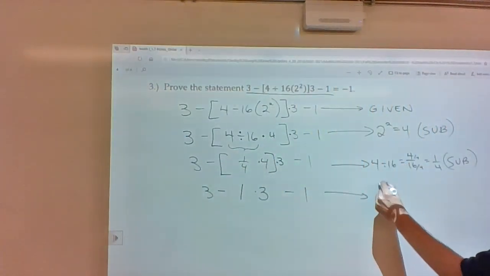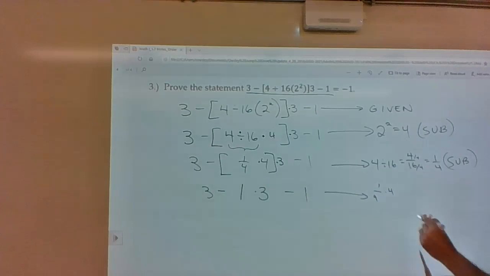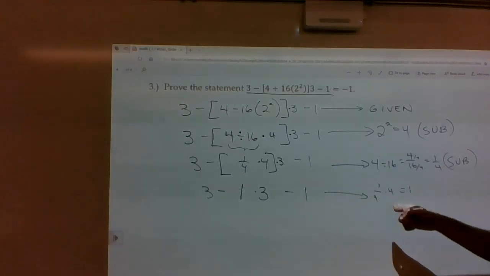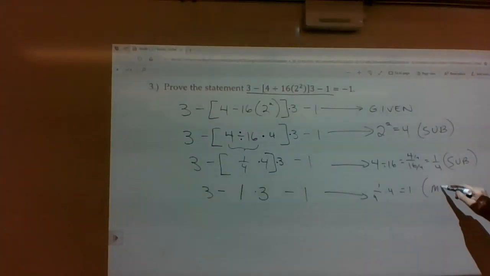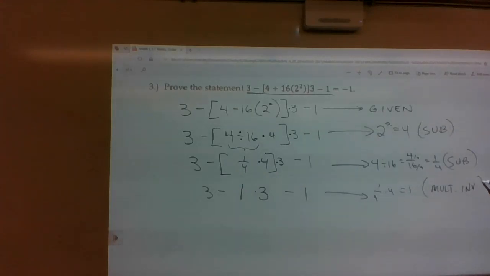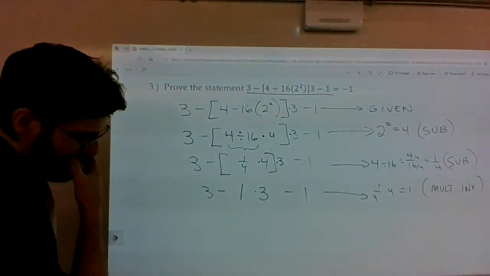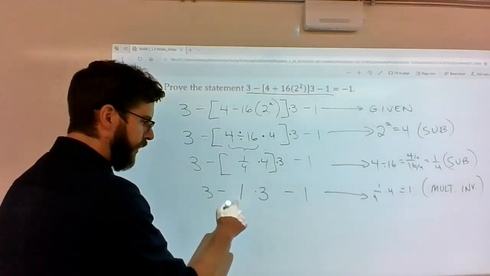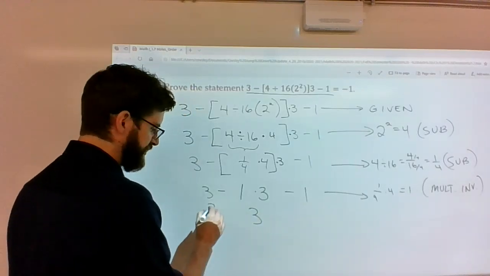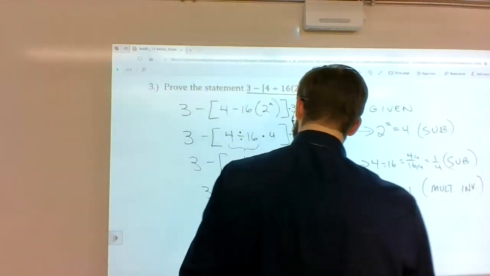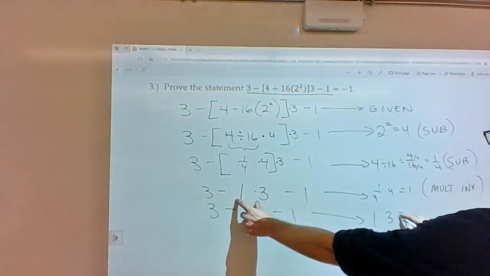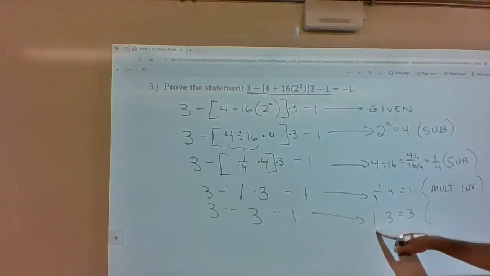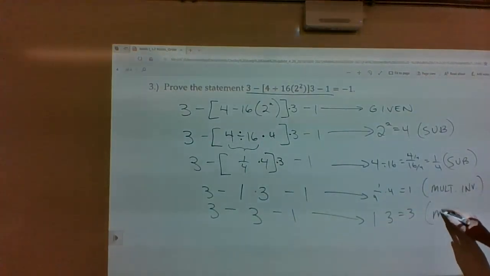So then we've got 1/4 times 4. That equals 1. You've seen this a few times. It's the multiplicative inverse. All right, we're down to subtraction, multiplication, subtraction. Multiply or divide has to come first. So 1 times 3 is 3. And this is still a 3 minus 1. So 1 times 3 is equal to 3. We've seen this before too. Anything times 1 is the multiplicative identity.